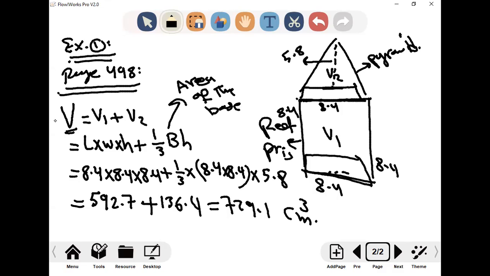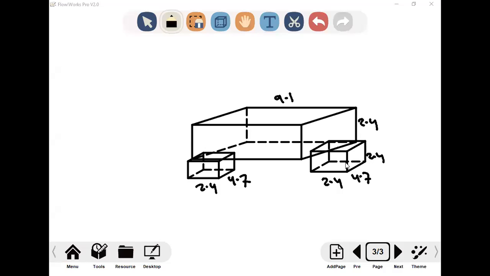Makes no difference. The book rounded to the hundredths. I rounded to the tenths, so it's okay. So this one, volume 1, this one, volume 2, and the bigger one up, I will call it volume 3.